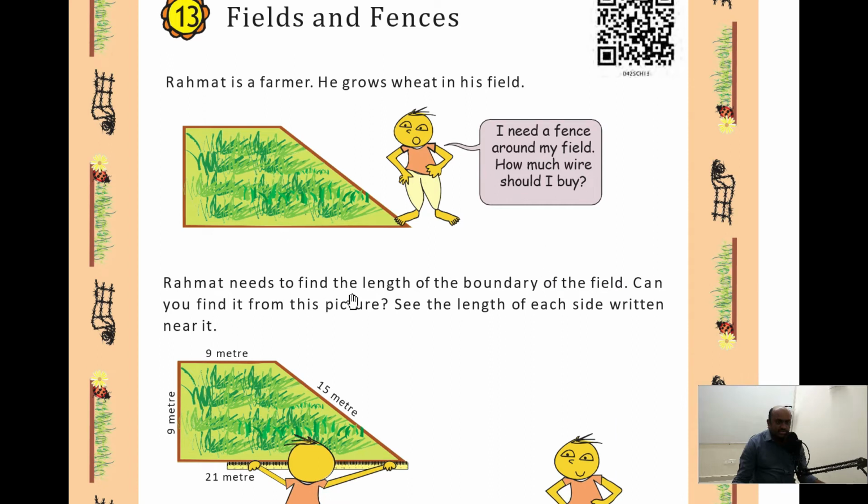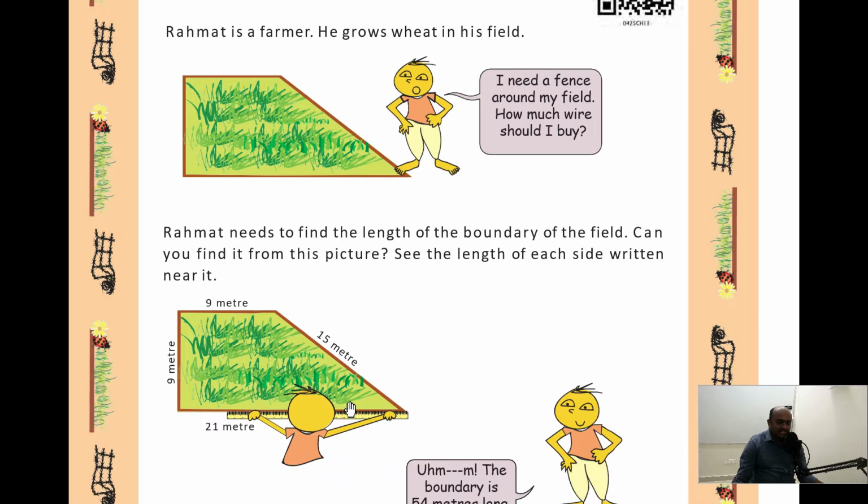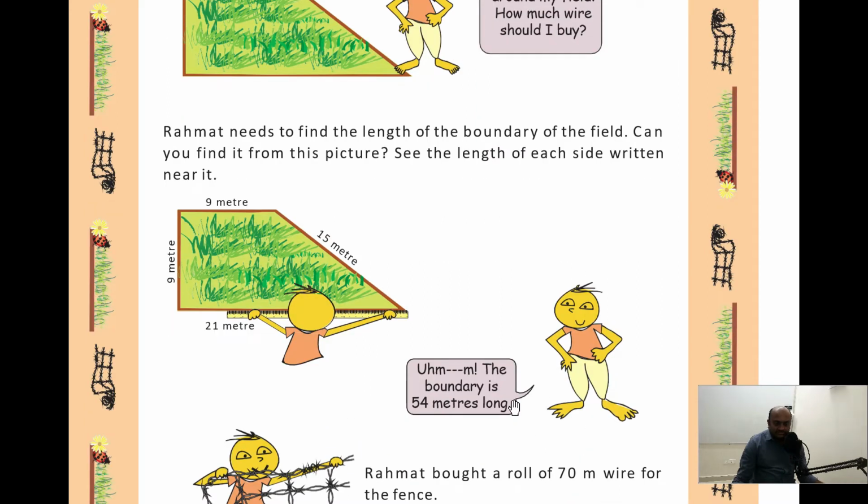Rahmat needs to find the length of the boundary of the field. So can you find it from the picture? See the length of each side written near it. The measurement is in meters, not in centimeters, because the field is huge. So 9 meters is the length here, and 15 meters is the length here, and 21 meters is the length on this side, and 9 meters is the length here. So if you add all these, then you will get the boundary.